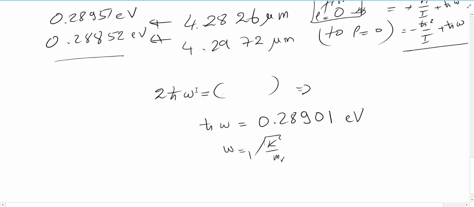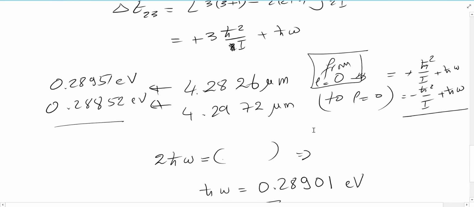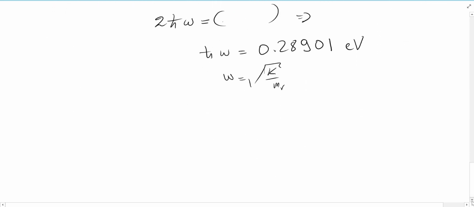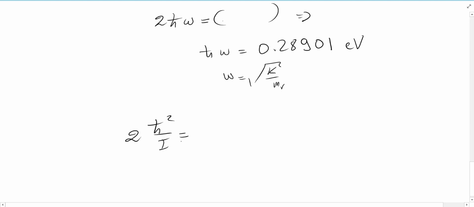That's why I guess they want us to keep track of so many sig figs, because if we round, then we will have a problem, because we will not get any quantity in there. So it's going to be 2ħ squared over I is equal to the difference of these two quantities, not their sum now. So where are they?